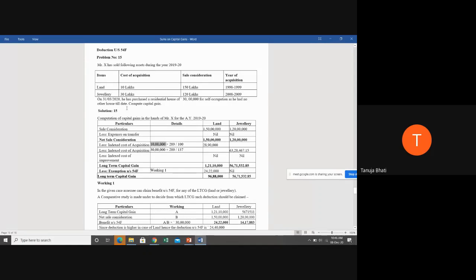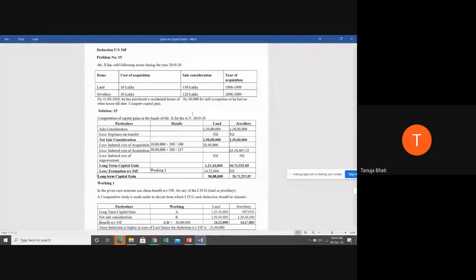But since the information is not given, what will you take as the cost of acquisition? Either the actual cost of acquisition or fair market value, whichever is higher. Now, fair market value is not given. Therefore, you will take the actual cost of acquisition only as the cost of acquisition. Is this clear? Yes, ma'am. Thank you, ma'am. That is the reason you have taken the CII for the cost of acquisition as 100, because it starts from 2001. Correct? Yes, ma'am. Okay. Did everyone understand?